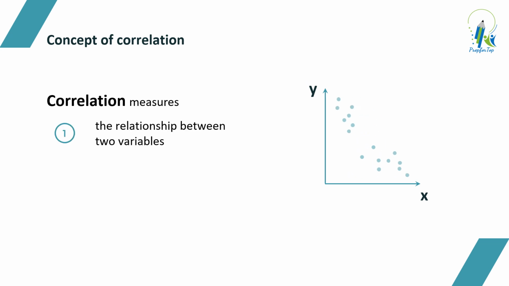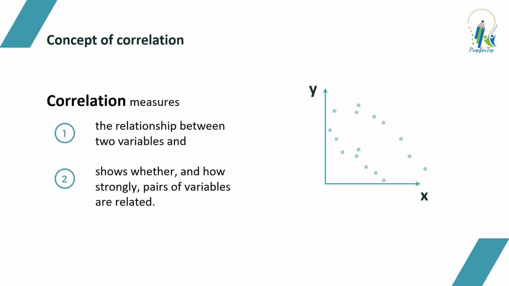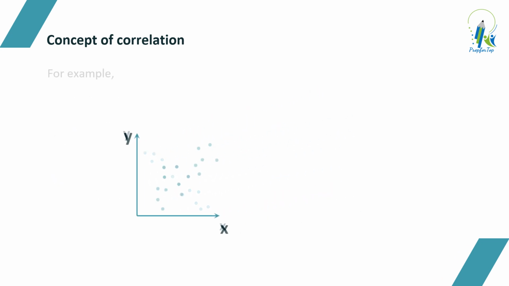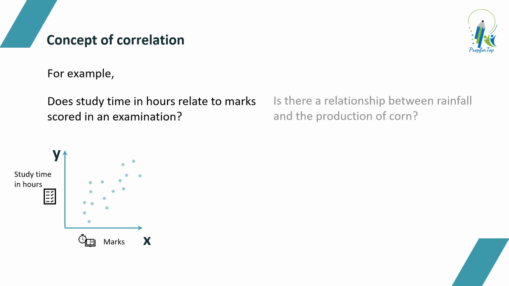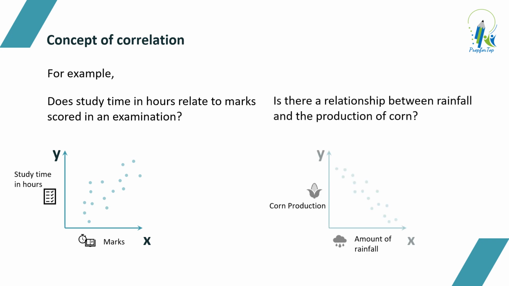Correlation measures the relationship between two variables and shows whether and how strongly pairs of variables are related. For example, does study time in hours relate to marks scored in an examination? Is there a relationship between rainfall and the production of corn?